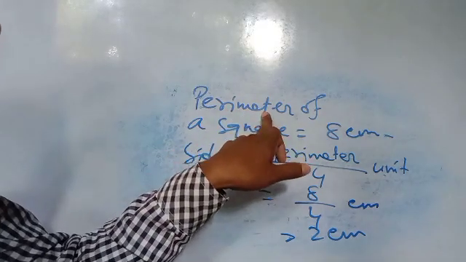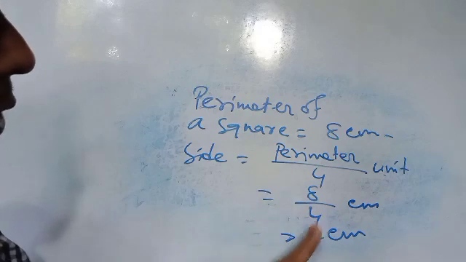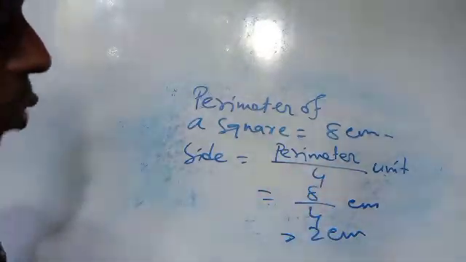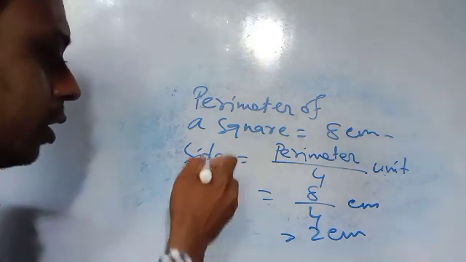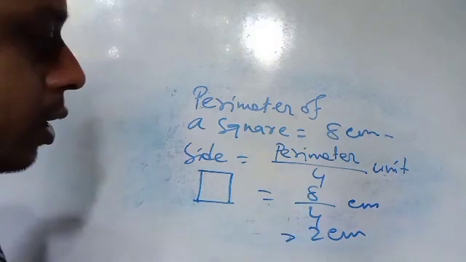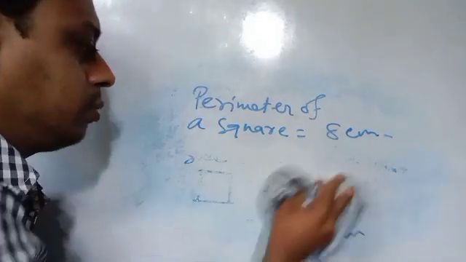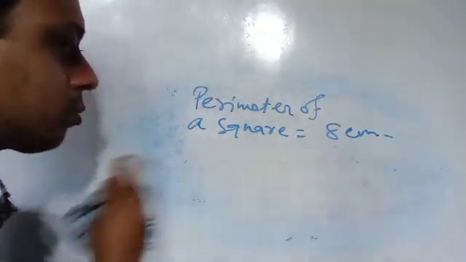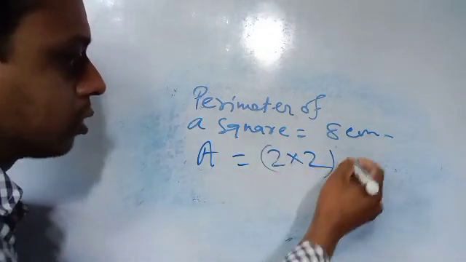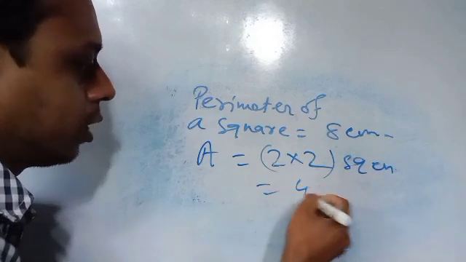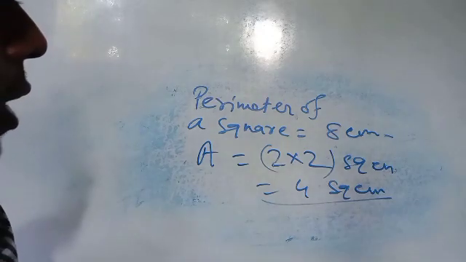Now from the perimeter of a square, you can easily find the side of the square. How will you find the side? Perimeter, if you divide by 4. Why 4? All 4 sides are equal. So total perimeter means total boundary. If you divide by 4, then you will get the side. Now you already got the side, 2 centimeter. Now you can find the area. Area equals 2 into 2 square centimeter, that is 4 square centimeter. So from the perimeter we can find the area also.